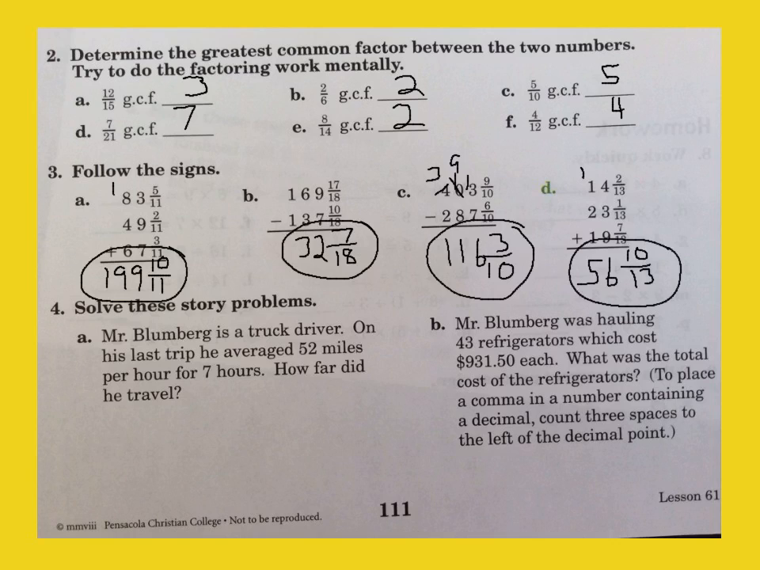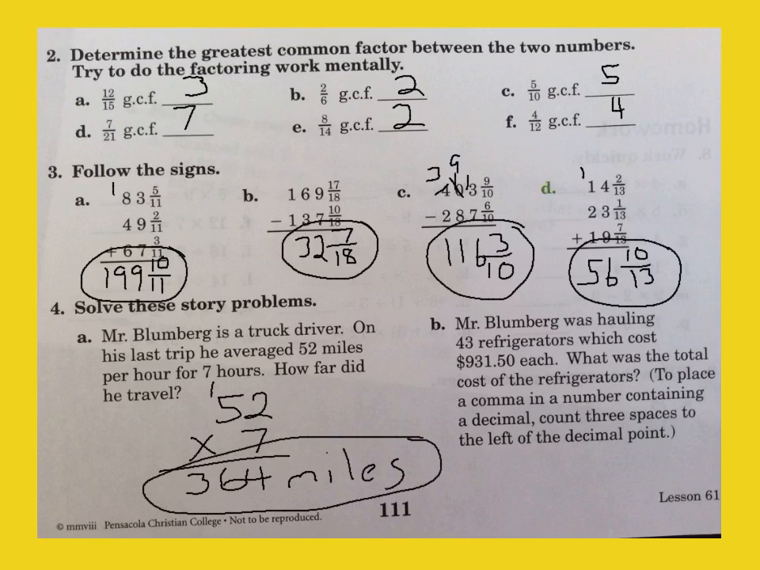4A. Mr. Blumberg is a truck driver. On his last trip, he averaged 52 miles per hour for 7 hours. How far did he travel? Well, for each hour, he's going about 52 miles. And he did it for 7 hours, so we need to multiply 52 times 7. 7 times 2 is 14. Carry the 1. 7 times 5 is 35, plus 1 more, 36. So 364 miles.